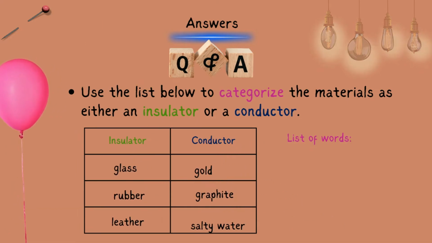Great, I hope that you got glass, rubber, and leather as being insulators, and gold, graphite, and salty water as being conductors.